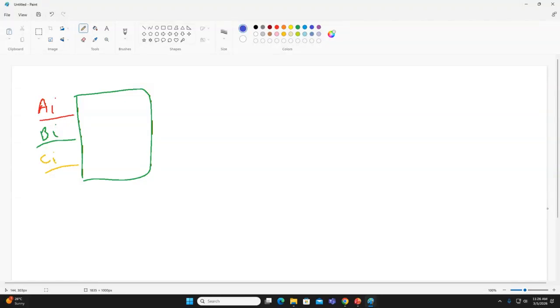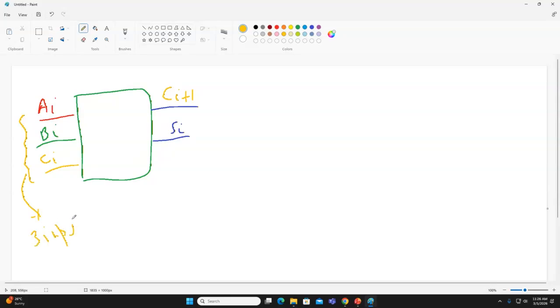And the output is now, can you see here, there are two outputs. So this is SI. And then we have the other output, which is CI plus 1. Okay. So can you see here, in this example, how many inputs are there?